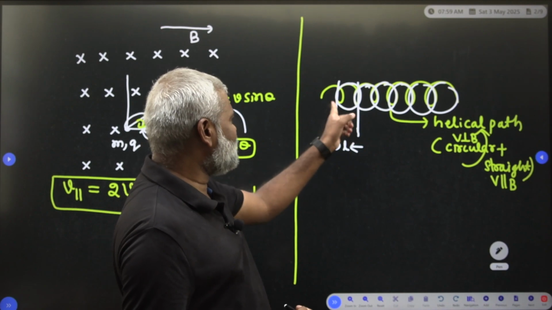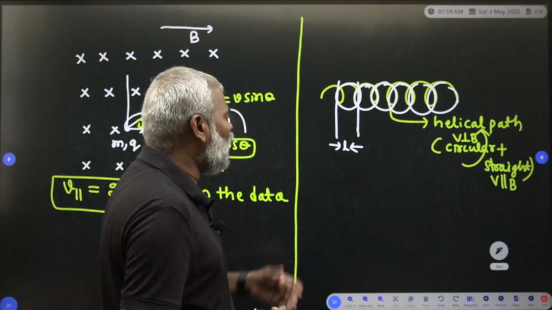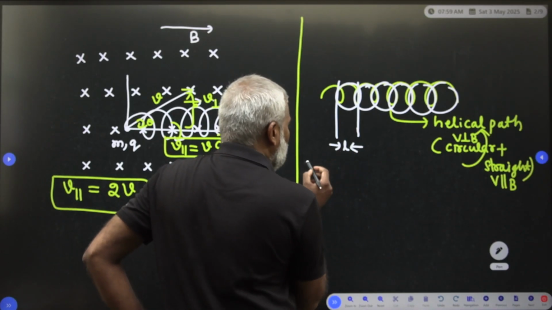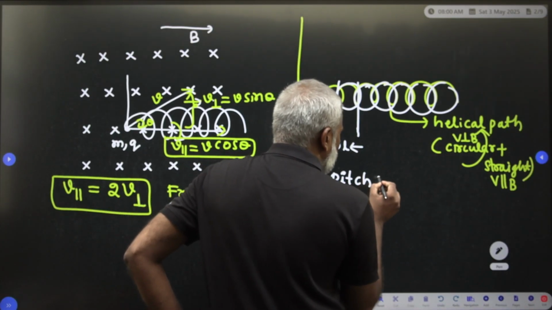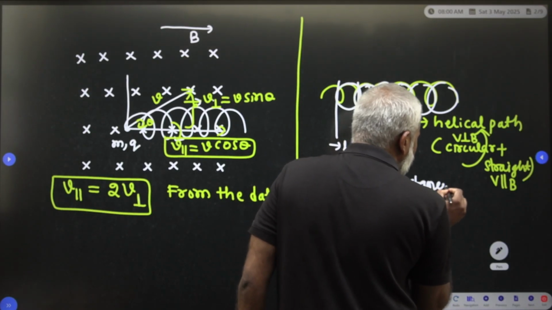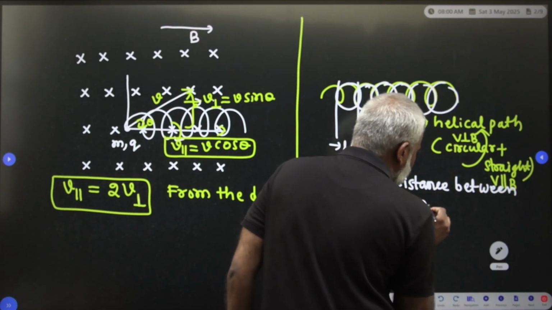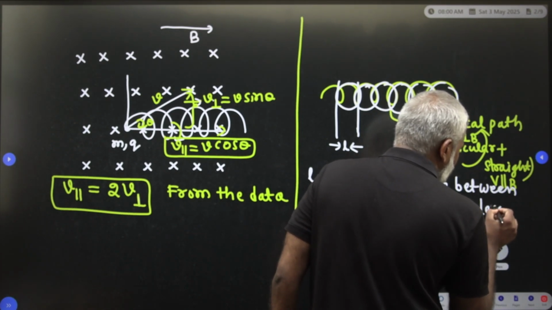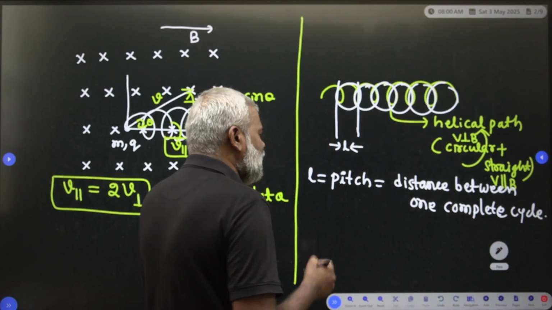The successive distance of two adjacent circles, we call it a, so that is the pitch we have to take. Otherwise, the distance between one complete cycle. So what is the pitch? L is the pitch. So the pitch L is equal to the distance between one complete cycle, which we call a. The distance between one complete cycle, that is the pitch.